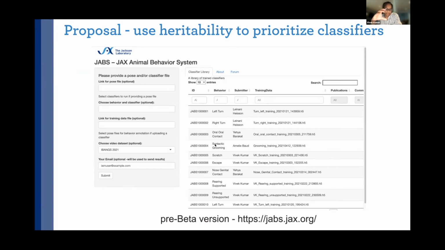Underlying this app, for any classifier that gets deposited, we have a data set of 2,500 videos across 2,200 hours. This is single mouse behavior with 62 mouse strains. So immediately what we can do is calculate heritability from that, and we can carry out GWAS. What we propose is that you use the classifier that's more heritable.